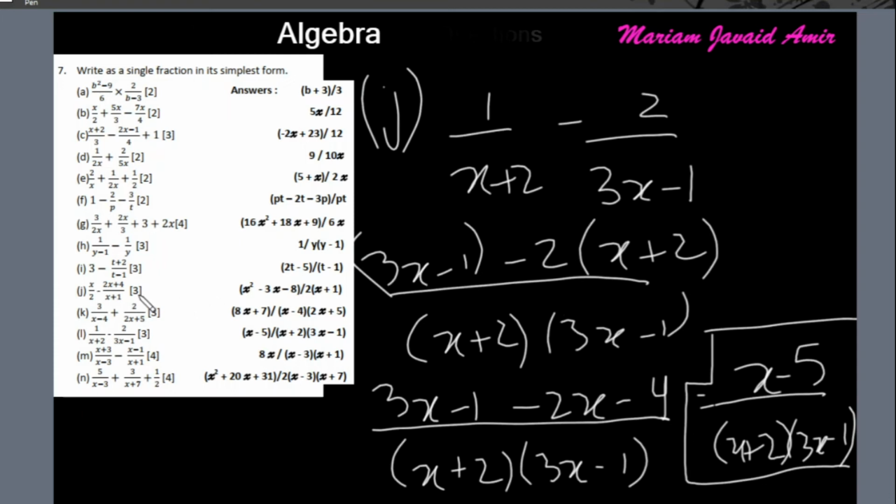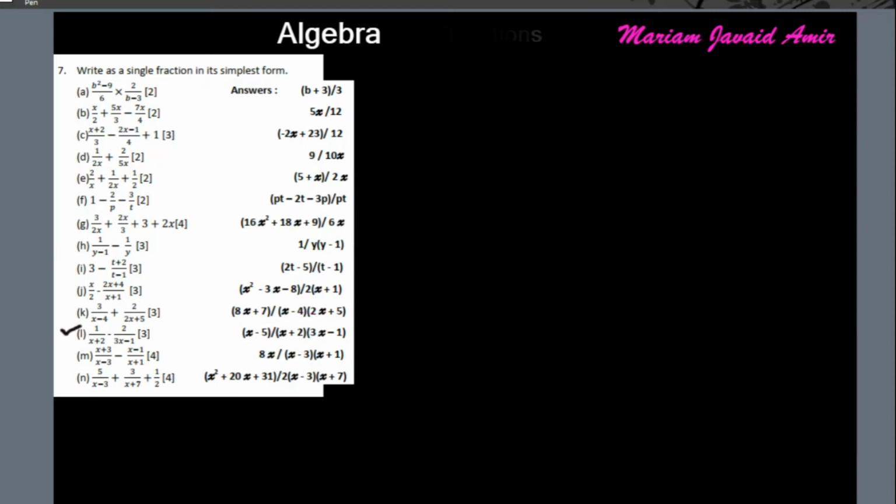No, this is not the answer for part J. Which part was I just doing? 1 over x plus 2. Okay, part L. Yes, part. Why did I jump to part L directly? Okay, never mind. This is part L. This is not part J, and this is the answer for part L. Yes, the answer is correct for part L. Okay, so let's go back to part J.